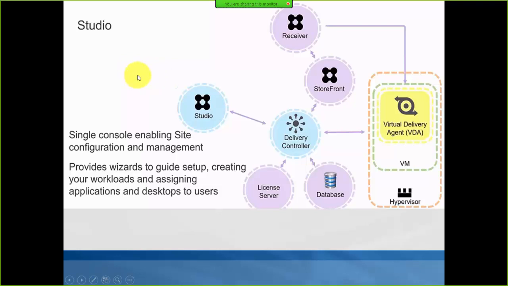So remember the App Center, where we were doing everything, publishing applications and the zone data collector. We were doing everything from that central console. That is now called Studio. It's a single console enabling site configuration, which is farm, site configuration and management, and provides wizards to guide setup, creating your workloads, and assigning applications and desktops to users. So this is now Studio.